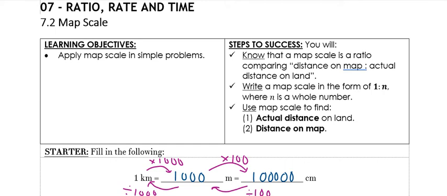Hi and welcome to another video for Year 7 Maths, still under the chapter Ratio. Today it will be on one application of ratio which is called the map scale.